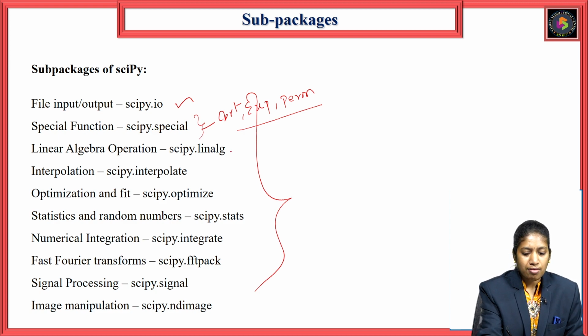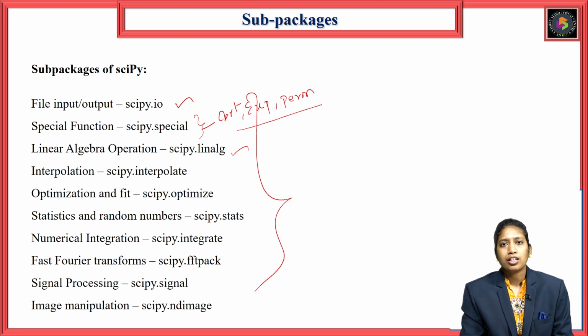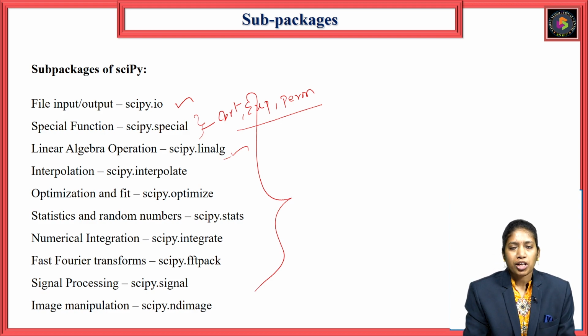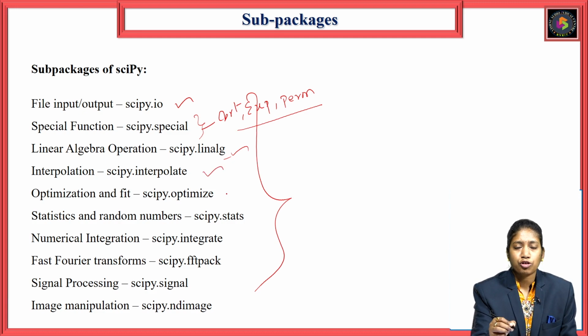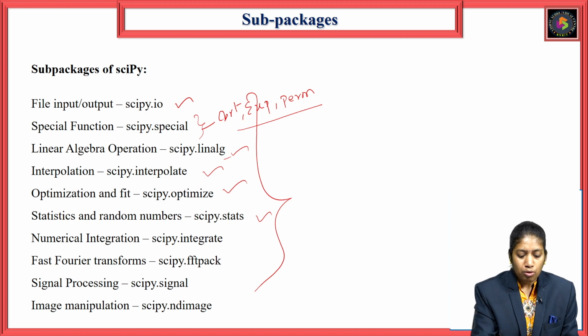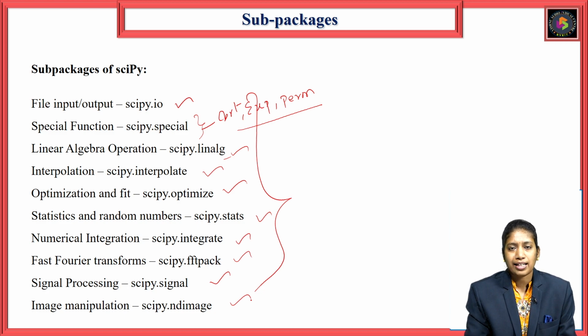If we want to perform any linear algebraic operation, we can include SciPy.linalg. For interpolation, we have the subpackage SciPy.interpolate. For optimization and fitness checking, we can go with SciPy.optimize. SciPy.stats is for statistics and random number generation. For numerical integration, we have SciPy.integrate, and for the fast Fourier transform, SciPy.fftpack. For signal processing, we can use SciPy.signal, and for image processing, the SciPy.ndimage package.